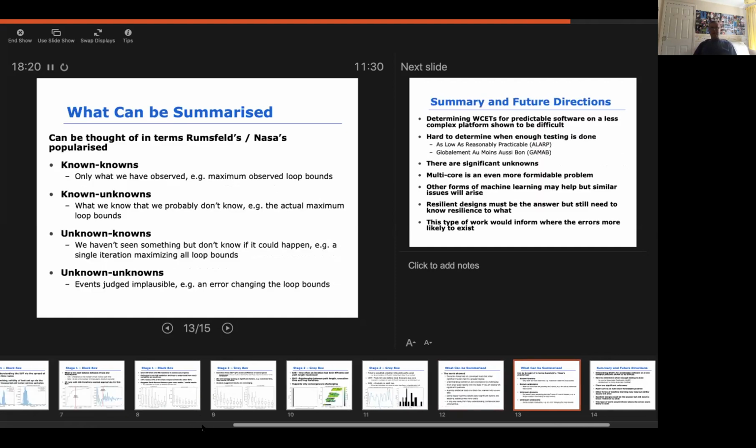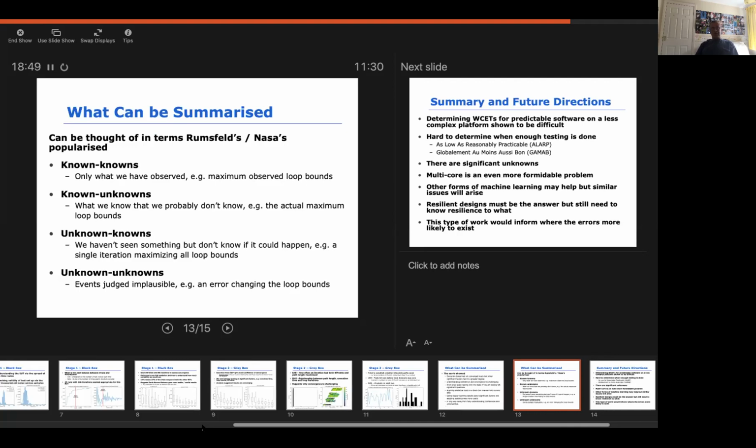Some of what we can do can be thought about in terms of what Rumsfeld and NASA popularized: known knowns, known unknowns, unknown knowns, and unknown unknowns. These are useful ways of thinking about the lessons learned, particularly in this type of work. Known knowns are only what we have observed, e.g. the maximum observed loop bounds. Known unknowns are what we know that we probably don't know, e.g. the actual maximum loop bounds.